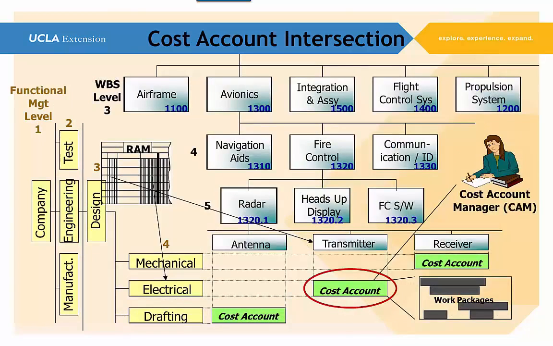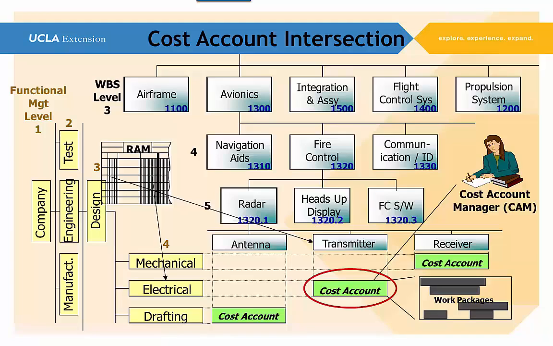Another chart is a cost account intersection where we have our WBS looking at us right in the middle. We're at WBS level 3 and we go down to 4 and 5, and we put some work packages together: antenna, transmitter, receiver. And then we've taken the company's organization chart and laid it on the side, sort of like putting a matrix together.